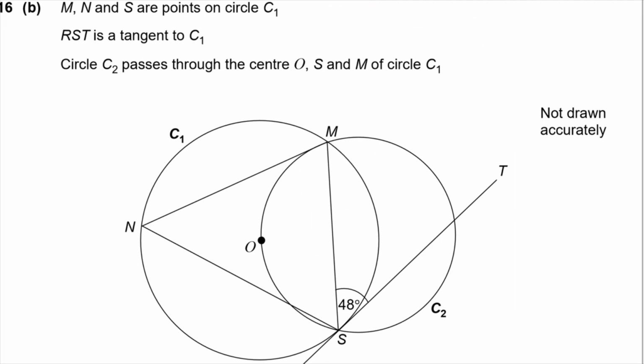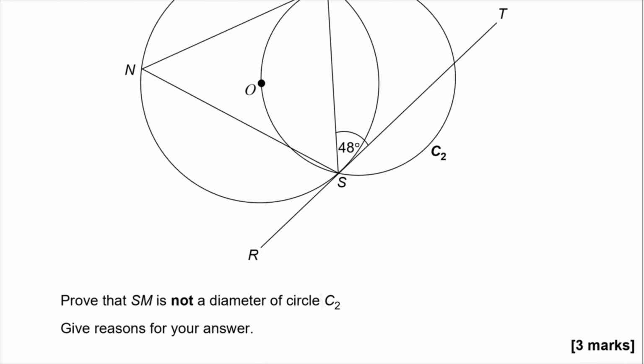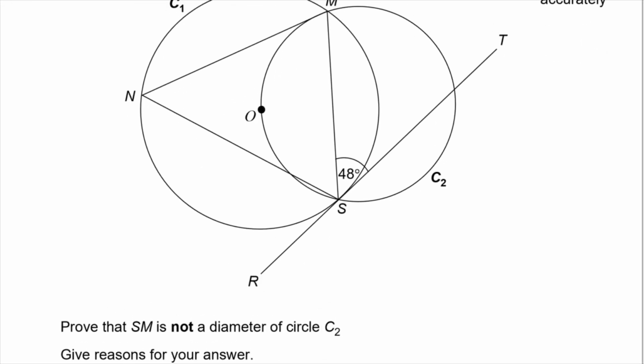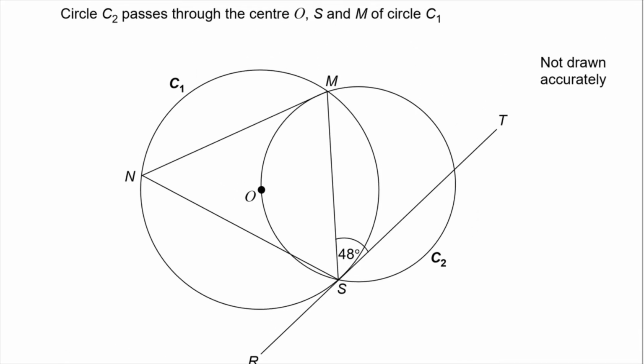Question 16b. M, N and S are points on circle C1. So you can see they're all on the circumference of that circle. RST is a tangent to C1, and circle C2 passes through the center O, S and M of circle C1. And we need to prove that SM is not a diameter of the circle C2. Okay, so where is SM? SM is this line here. Okay, there's my line SM.